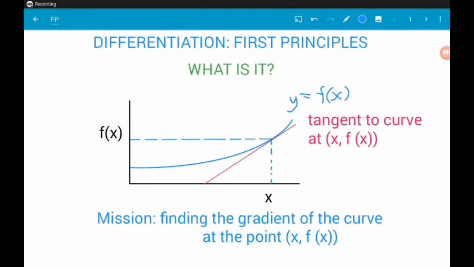Okay, so as I just said then, differentiation is all about finding the gradient of a curve. So we're going to be dealing with a curve that looks like this. Now, the mission is to find the gradient of a curve at a given point where the x-coordinate we just write as x, and the y-coordinate, well, we write that as f of x. So what's going on there? We say that our function is just something of the form y equals f of x.